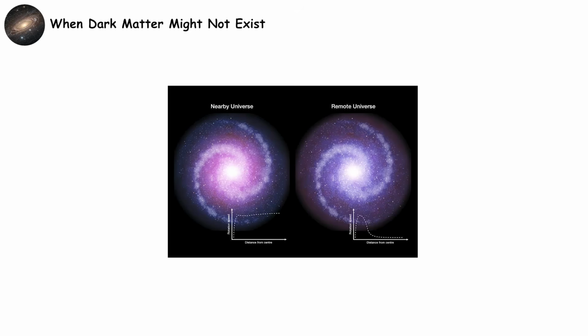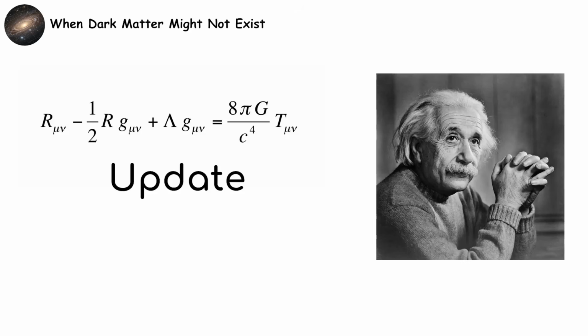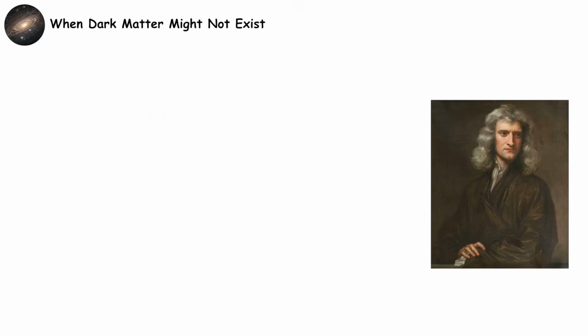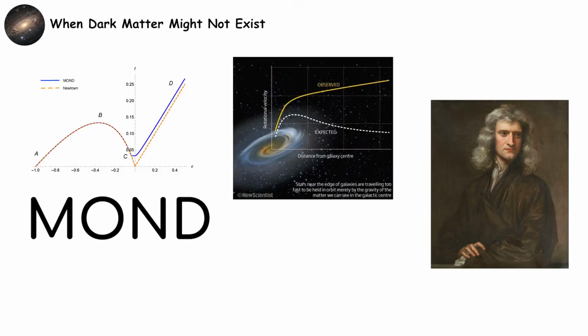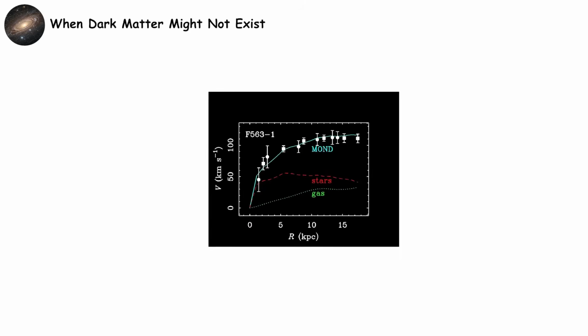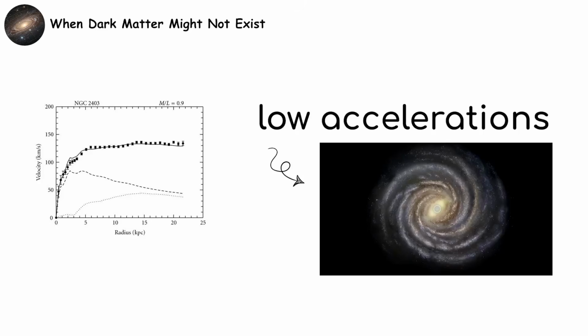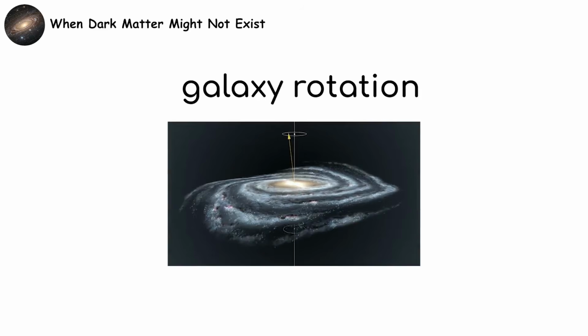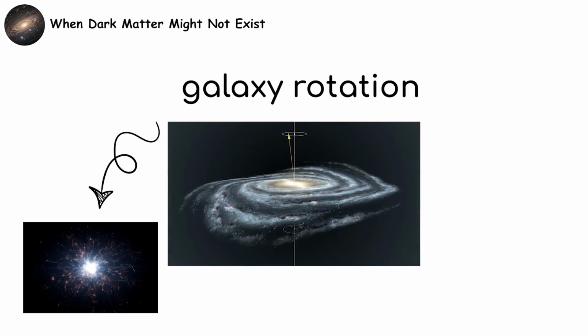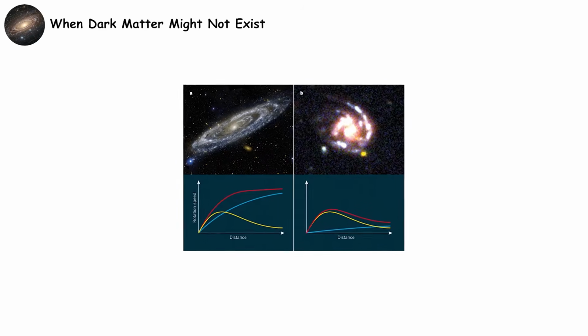What if dark matter is just a sign that Einstein's equations need an update? That's the core idea behind modified Newtonian dynamics, or MOND. In this framework, gravity behaves differently at extremely low accelerations, like those found in the outer regions of galaxies. The theory was designed to explain galaxy rotation curves without invoking invisible particles, and it does that job remarkably well.